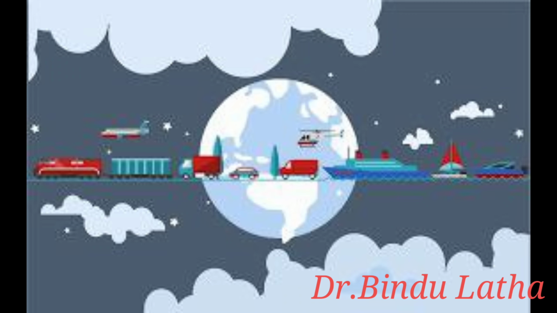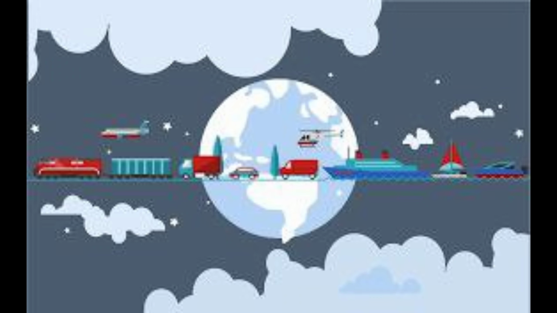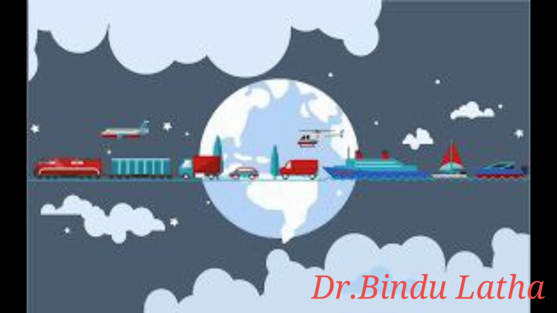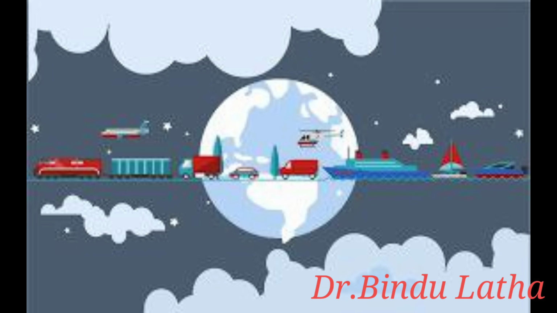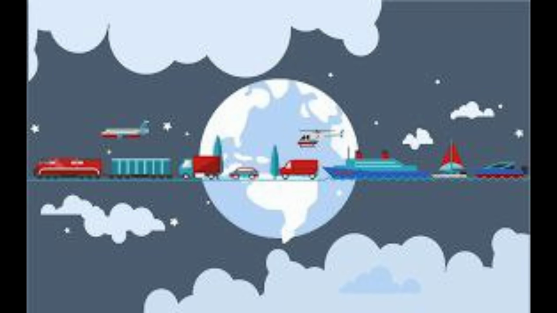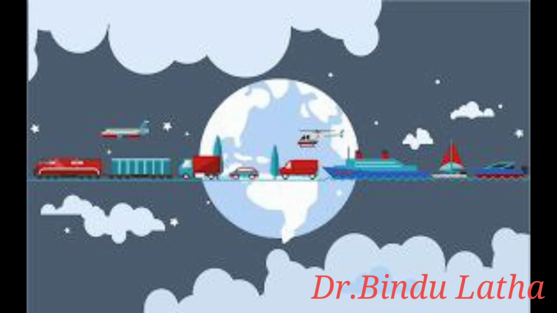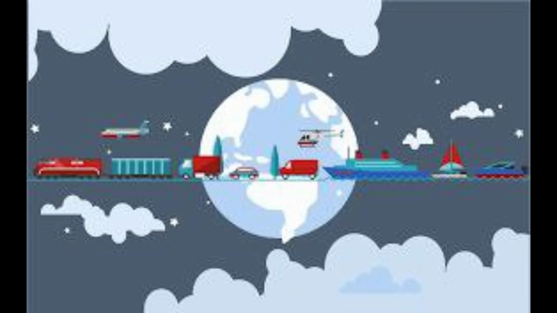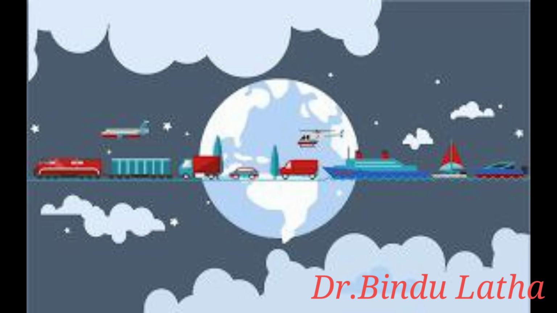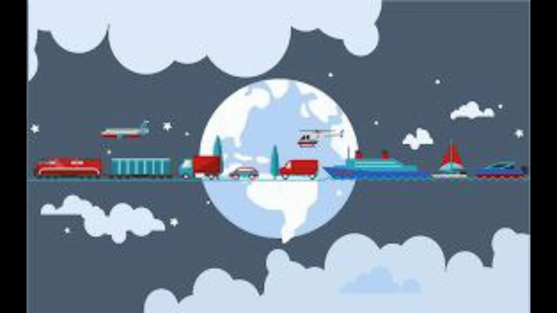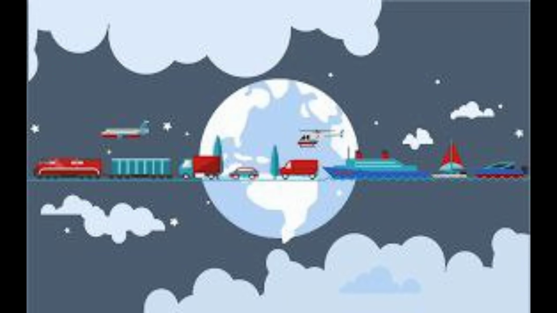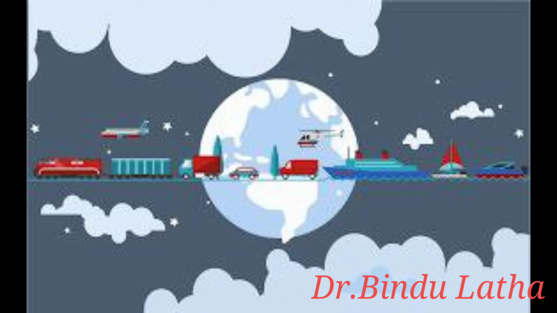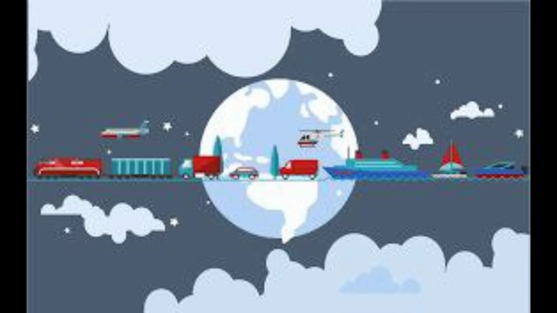Next is the National Highways. It is maintained by the Central Public Works Department, and it is the primary road connecting the major cities. Next is the State Highways. It is maintained by the Public Works Department, and it connects state capitals with the district headquarters. The fourth one is District Roads. It is made by Zila Parishad, and it connects the district headquarters with other places in the district.